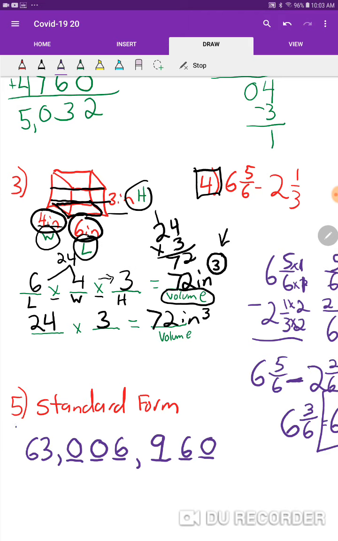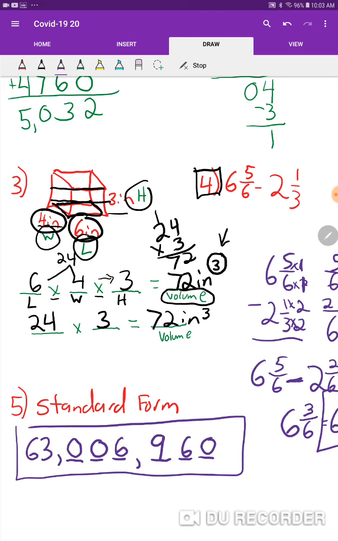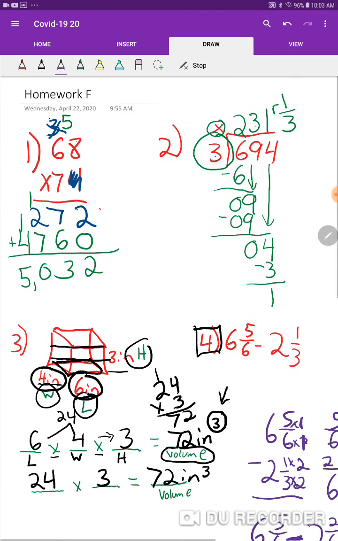So those are your 5 problems from homework. Hopefully you didn't get an F. Hopefully you got an A.